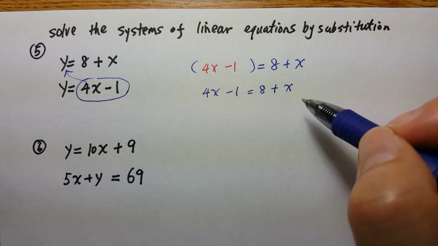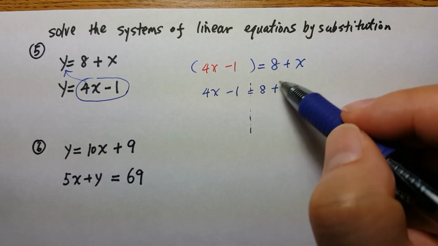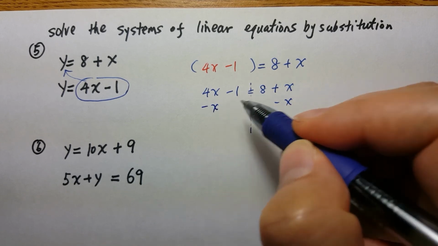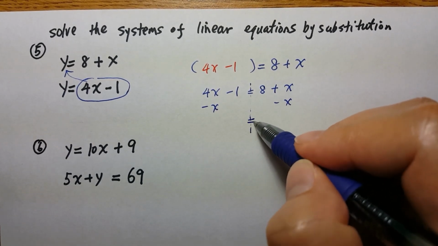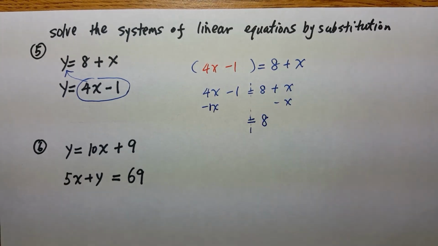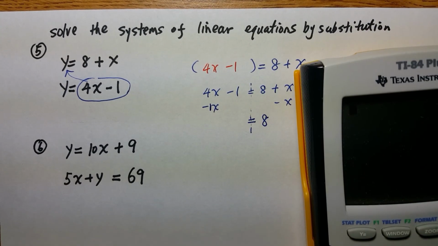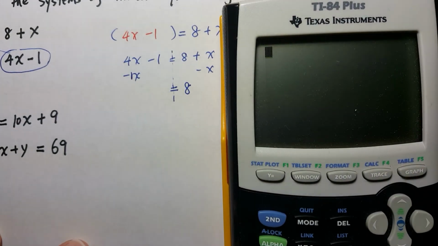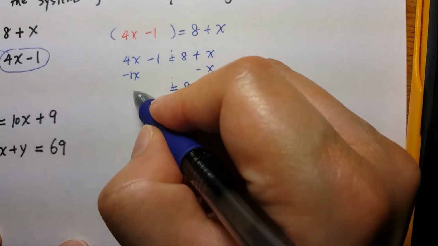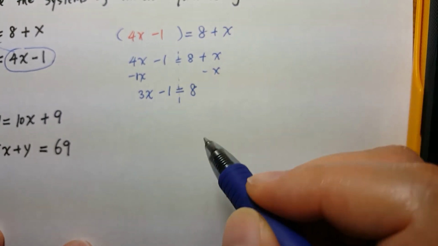And we're going to do inverse operation. I want to eliminate the variable on the right side, plus x, so I do minus x, minus x. So x minus x is canceled, so I still get 8 over here. Minus x means minus 1x. So now we're going to use our calculator, or you can do it in your mind. 4 minus 1 gives you 3, so we got 3x minus 1 equals 8.